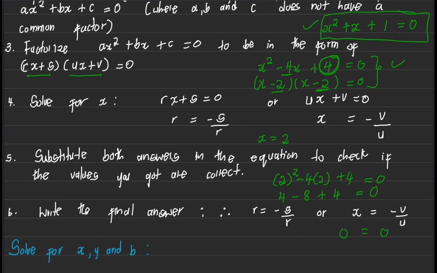So our x value is actually correct in this case, because the left hand side is equal to the right hand side. And then lastly, you need to write the final answer and say that therefore x is equal to 2.